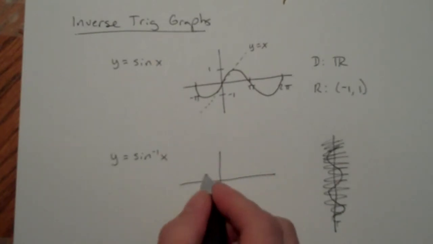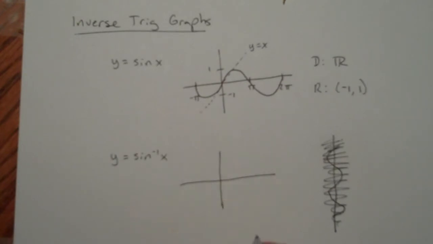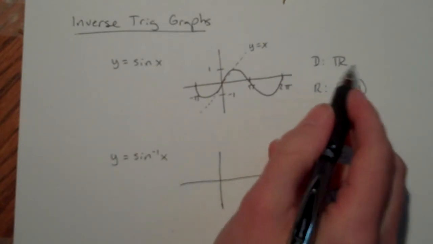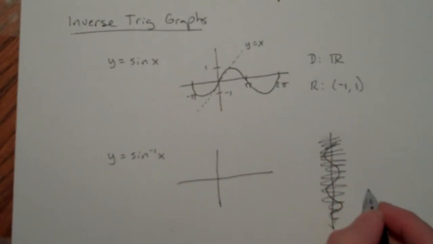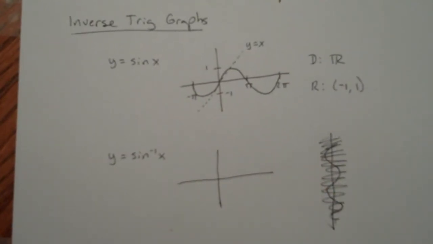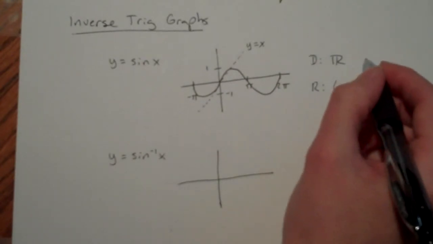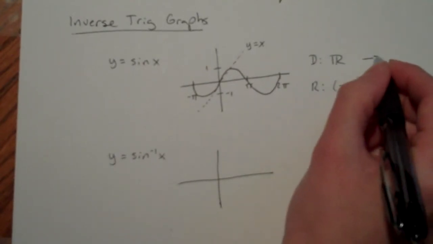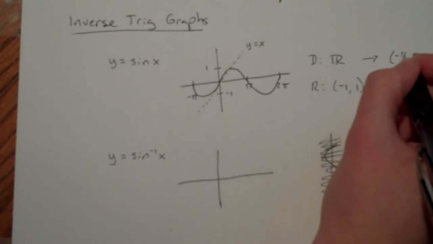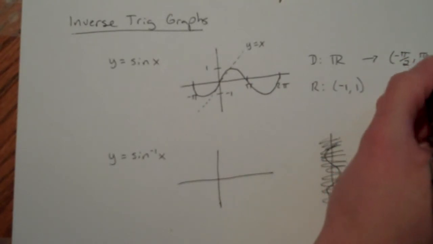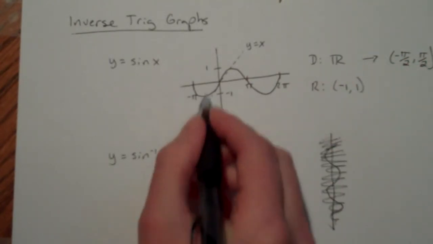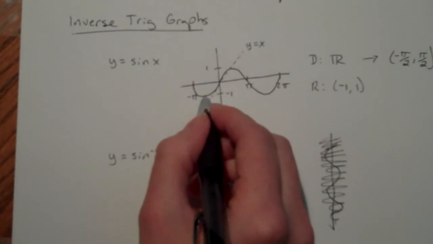So what they do, you may remember this or maybe not, is that they limit what the domain is. So instead of saying that the domain is all real numbers, now what we're going to do is change it so that it's not all real numbers. We're going to say, okay, we're just going to look at the domain from negative pi over 2 to pi over 2. And the reason that we're choosing that is because this is pi over 2, right here.